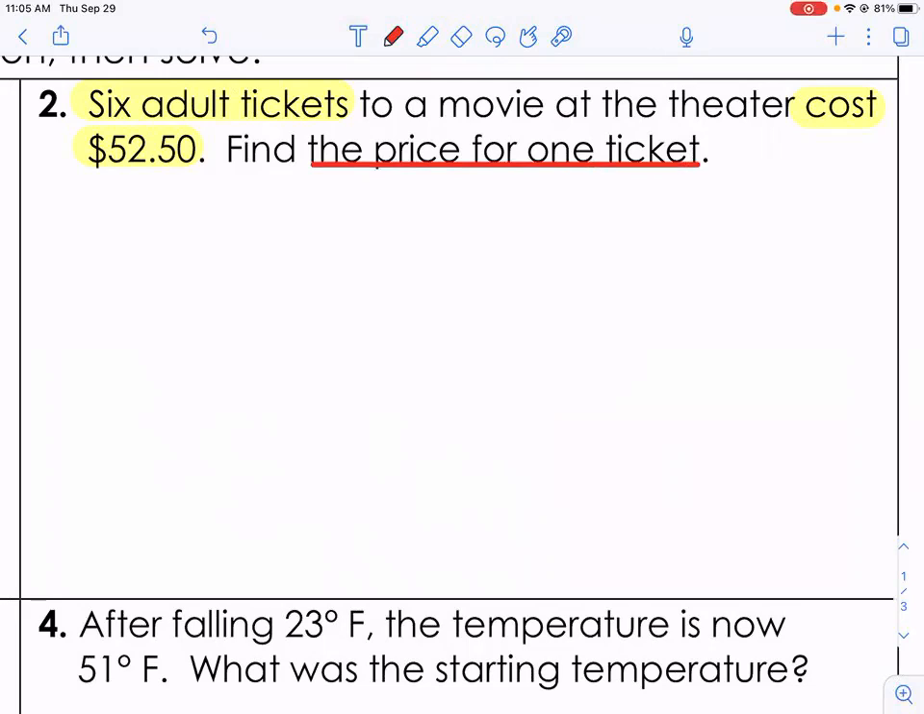Okay, so the first thing we have to do is define whatever our variable is, our unknown that we're solving for. Okay, Denise, what are we solving for? What are we looking for? Oh, okay, so could I call that P? So P is how much money is one ticket. That's a dollar sign.